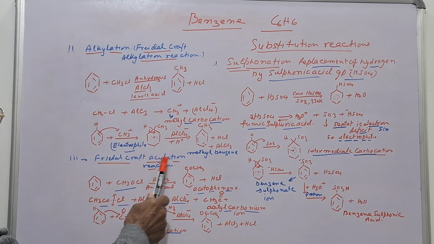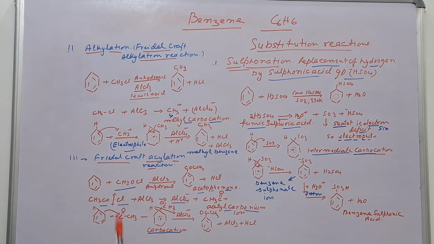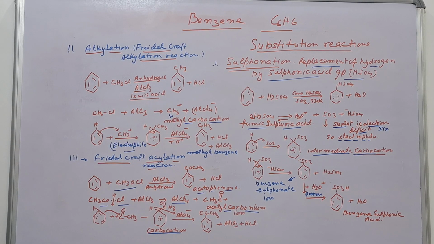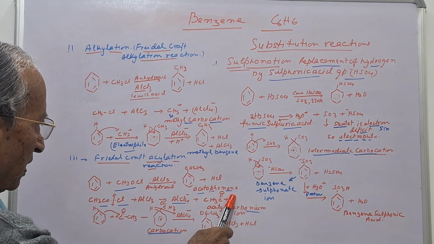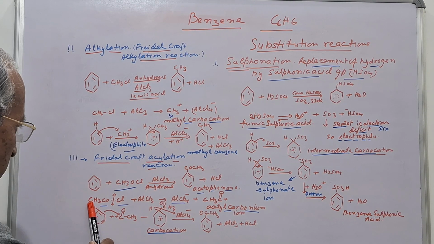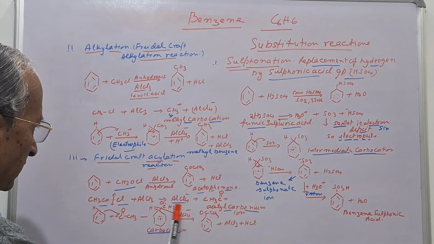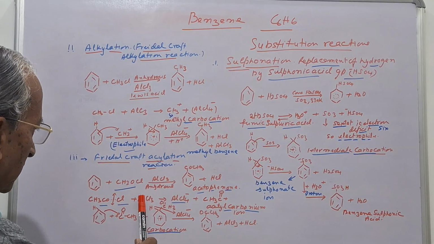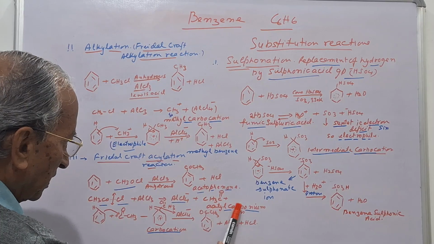Now next is the Friedel-Crafts acylation reaction. Here benzene reacts with acetyl chloride in the presence of anhydrous aluminum chloride, that is a Lewis acid, and forms acetophenone and HCl. Now in this same reaction, this acetyl chloride breaks into the acetyl carbocation, that is, CH3COCl breaks. This Lewis acid takes the chlorine and forms AlCl4 and the acetyl carbonium ion is formed.